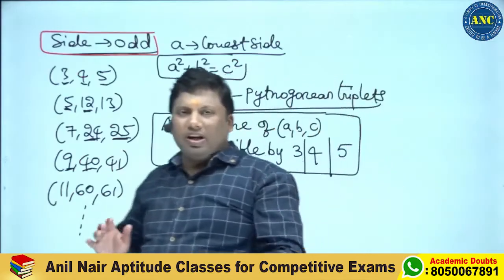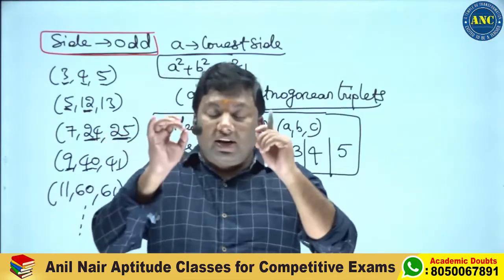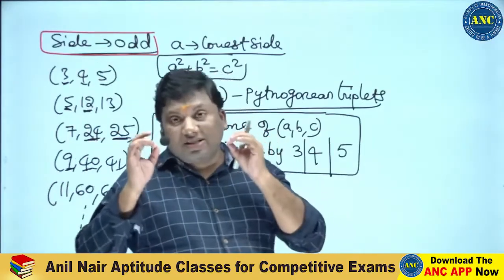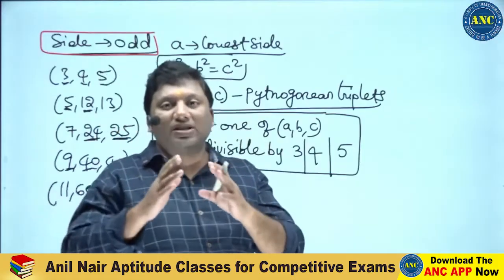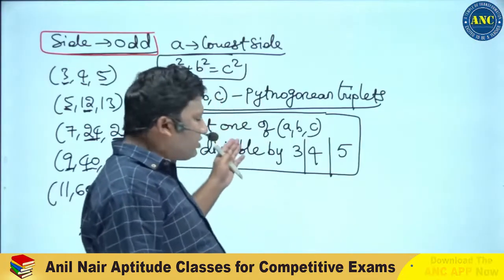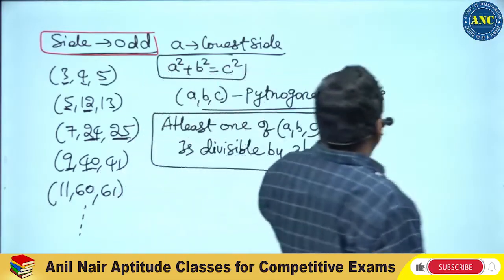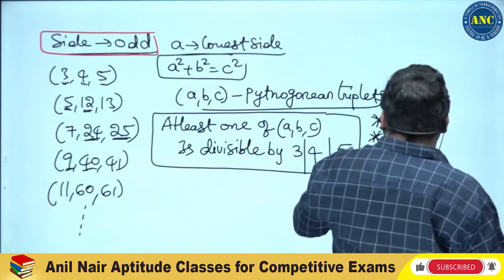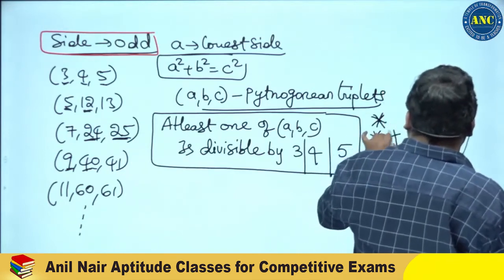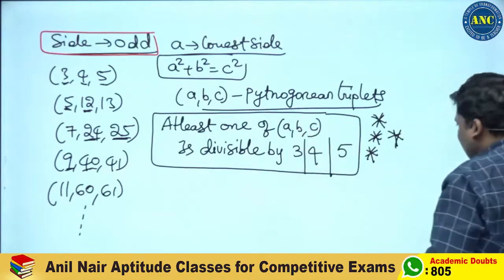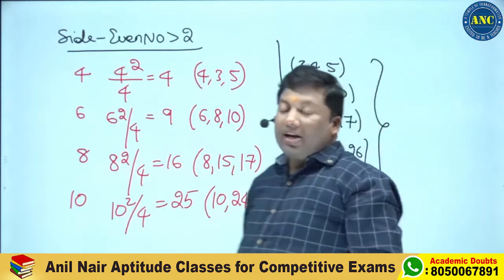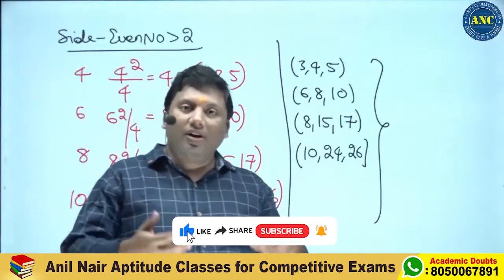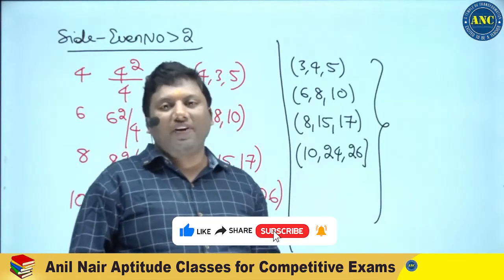Very, very important: in any Pythagorean triplet you take, one of them is divisible by 3, one of them is divisible by 4, and one of them is divisible by 5. This is an extremely important property. There is no Pythagorean triplet which does not obey it. You take any triplet which comes into your mind, say 9, 12, 15, which is a derivative of 3, 4, 5 multiplied by 3.